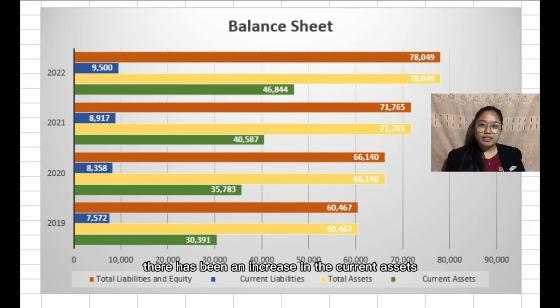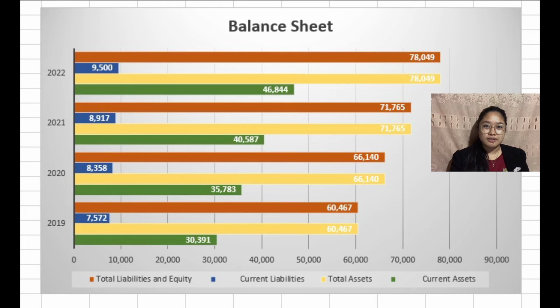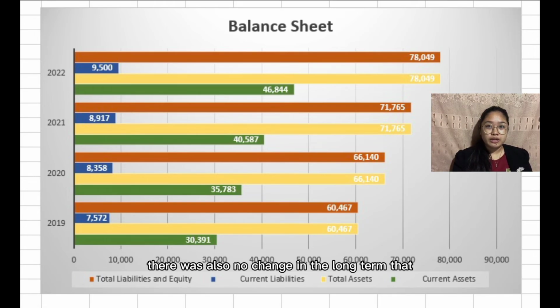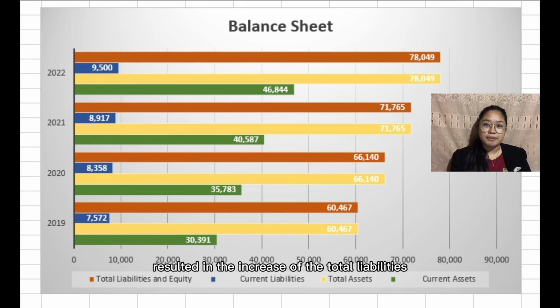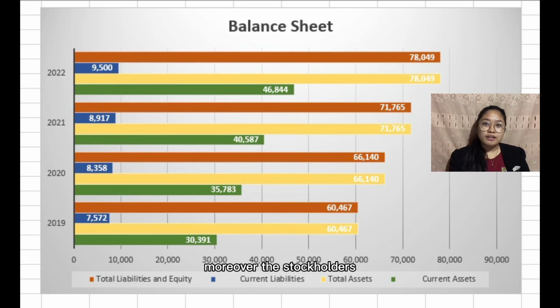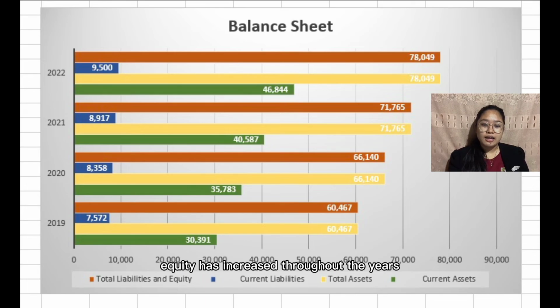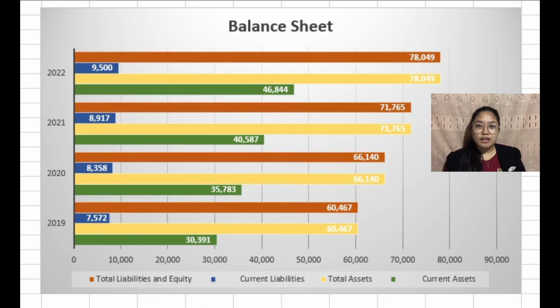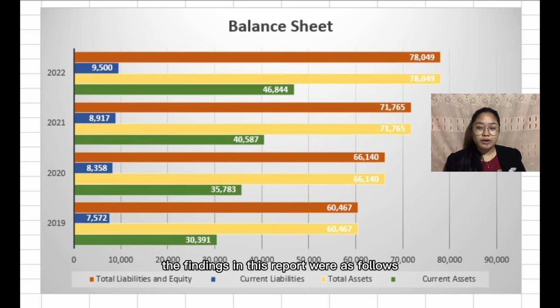Here's the report for the balance sheet statement. As you can see on the chart, there has been an increase in the current assets and current liabilities this year by 0.5%. There was also no change in the long-term debt that resulted in the increase of the total liabilities. Moreover, the stockholders' equity has increased throughout the years. The findings in this report were as follows.